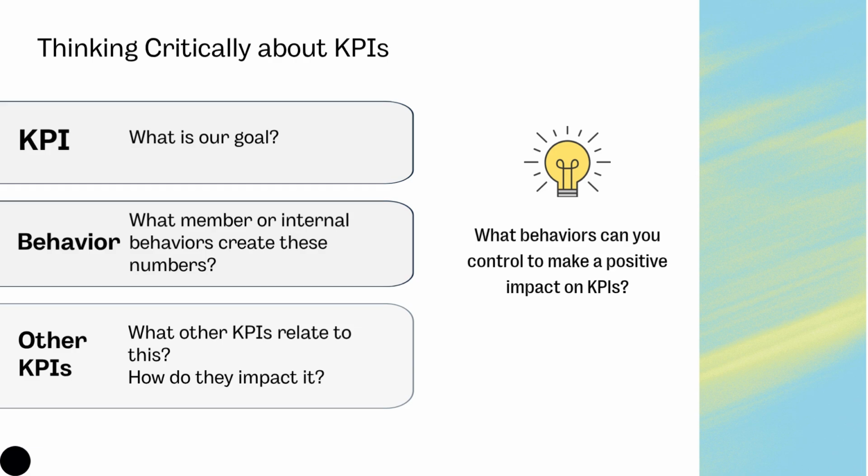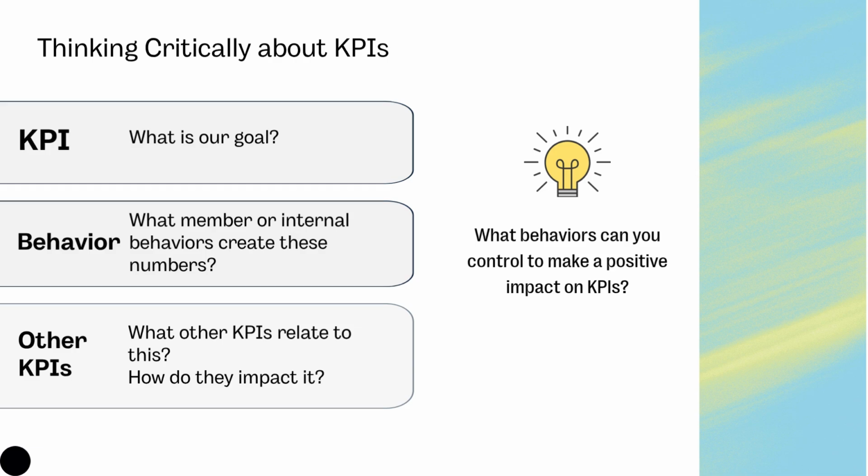So again, as we think critically about KPIs, we want to think, what is our goal? And now that we're diving into the complexities, we have three questions to ask ourselves. What's the goal with 120 plus day retention? What's our goal with new joins? And what's our goal with churn? And then behaviors. Now we're getting into the meat of things. What member or internal behaviors create these numbers? And then, we focus this time on what other KPIs can impact those numbers and how do they impact it.